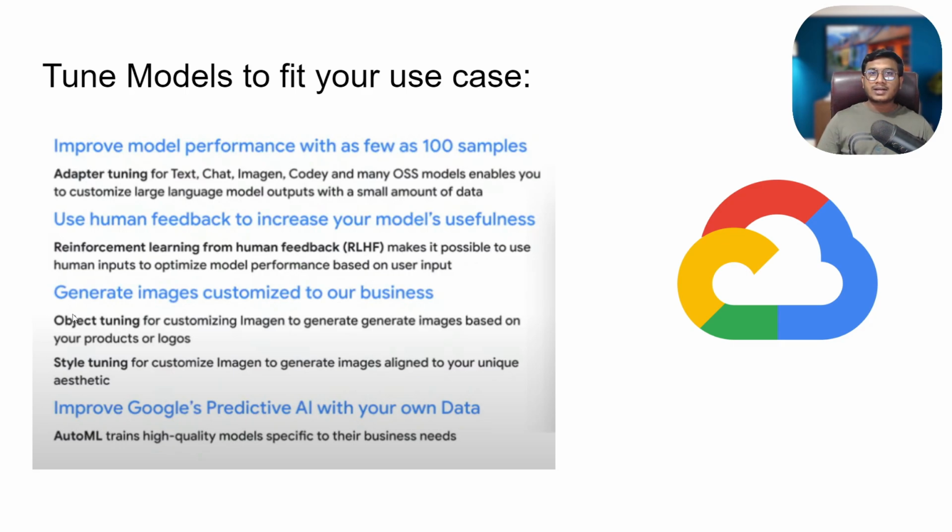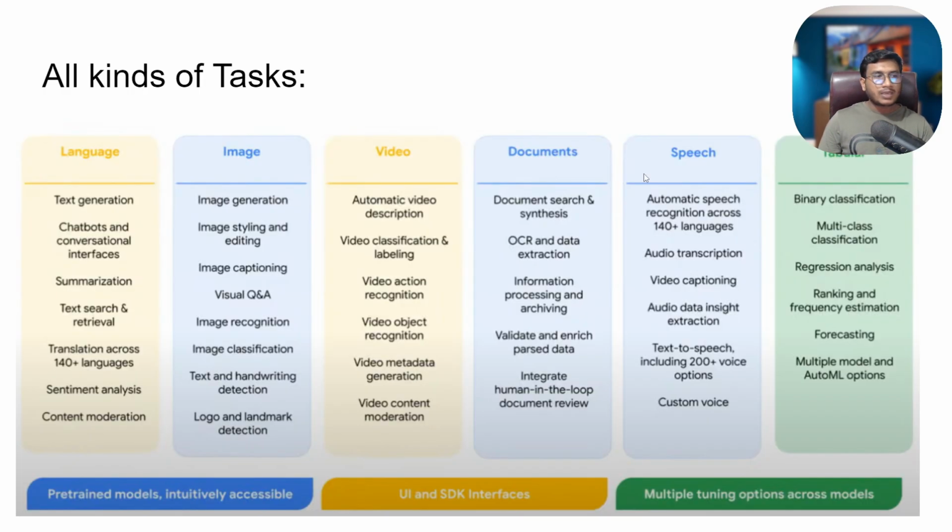Here you can also generate customized images for your business. You can also improve Google's predictive AI with your own custom data. Everything is possible here. Now you can ask me what kinds of tasks I can perform here. You can perform all kinds of tasks: language, image, video, documents, speech, tabular. All kinds of tasks you can perform with the help of Vertex AI.